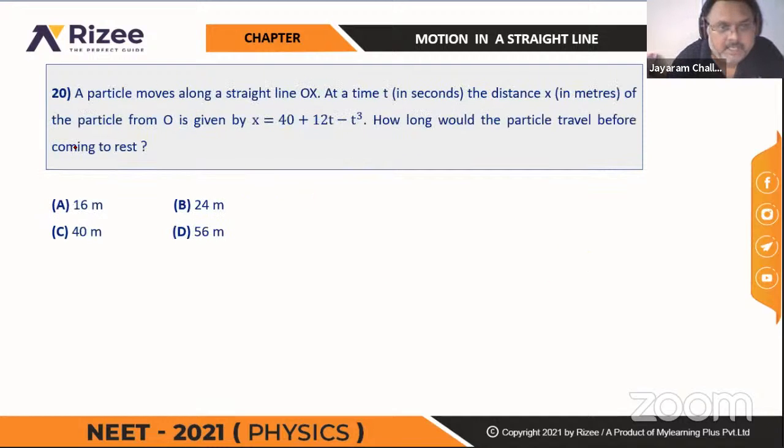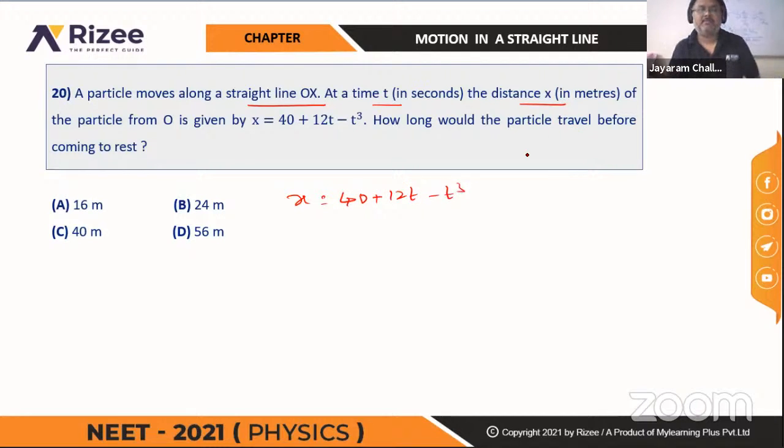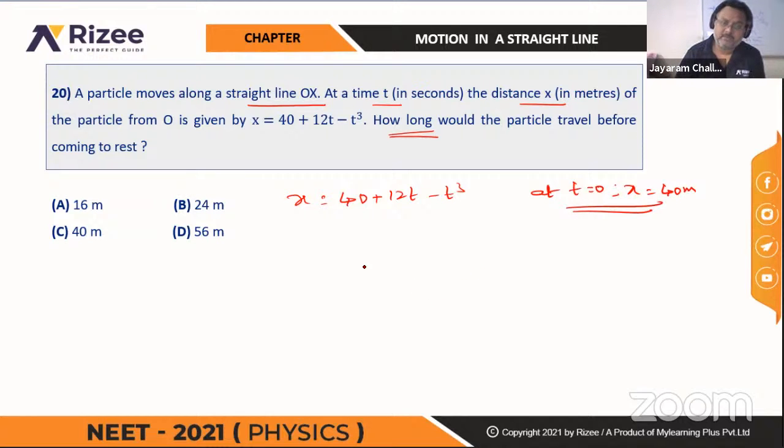Next, a particle moves along a straight line OX. Time t and the distance x of the particle is given by x is equal to 40 plus 12t minus t cube. How long does the particle travel before it comes to rest? That means he is asking what is the distance traveled by the particle before it comes to rest. Initially at t is equal to 0, the particle is at x is equal to 40 meters. So initially the particle is not at the origin, it is located at 40 meters.